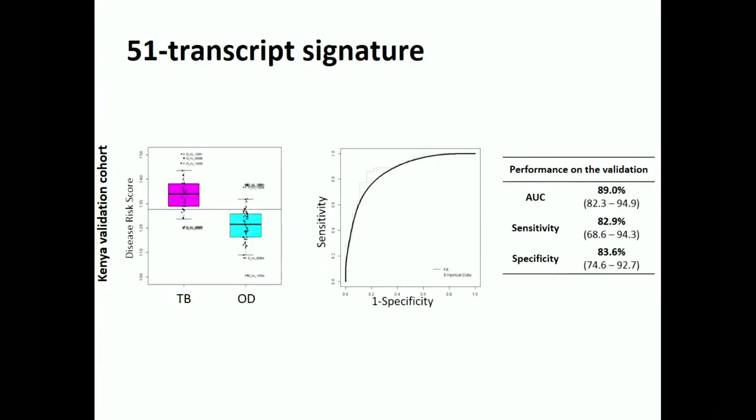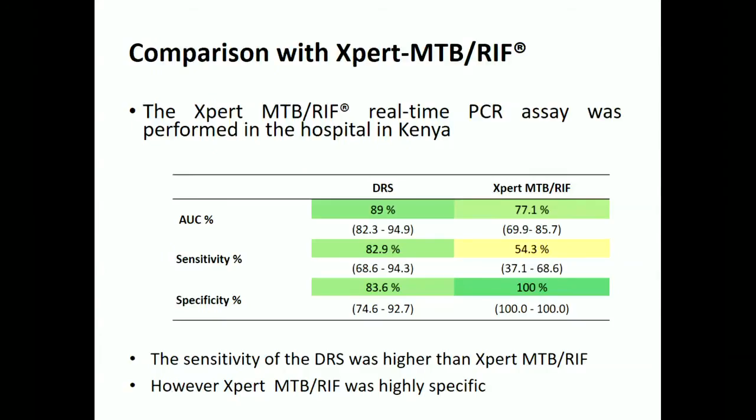And when we applied the signature to our validation cohort, we saw a very good separation between our cases and our controls, with an area under the curve of almost 90% and good enough sensitivity and specificity, around 83–84%. And we also compared the results with the results of Xpert, and we saw that we had a better area under the curve, we had better sensitivity, but Xpert was much more specific.